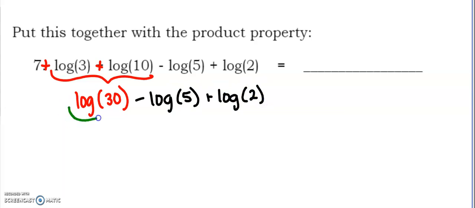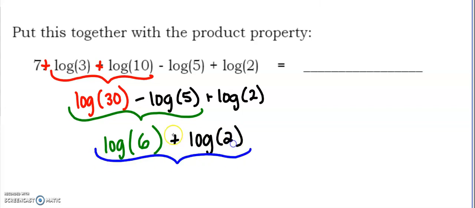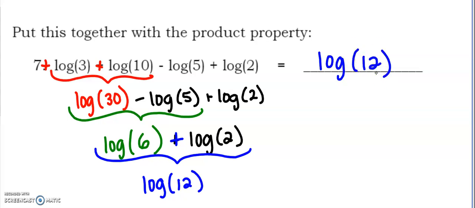Well, the next thing then I would combine are these two. Log 30 minus log 5. Subtraction means to do division. So I'm going to have the log of 30 divided by 5, which hopefully you guys can agree 30 divided by 5 is really just 6. And then I still have this plus log 2. So now when I combine these, the addition here would really say multiply 6 times 2, which is 12. So this whole thing is equal to log of 12.